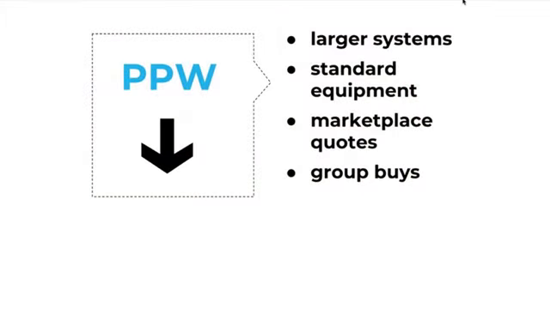Absolutely. All right, so that's what raises the price per watt. Now, what can decrease a price per watt? We've pretty much touched on larger systems. Economies of scale, as Patrick mentioned, we're going to see that lower price. Standard equipment. We can give a couple of options here. Still quality equipment.